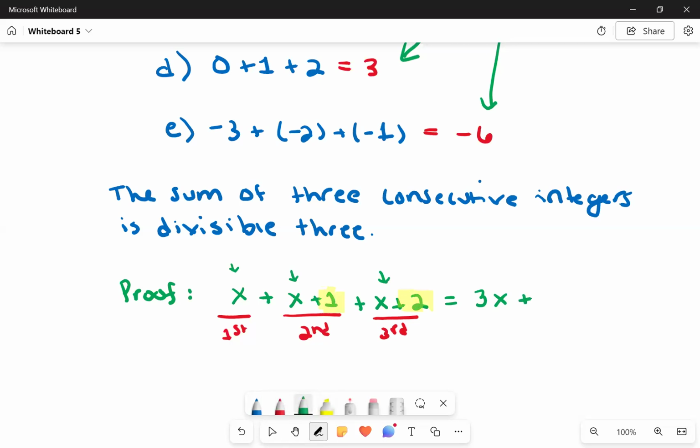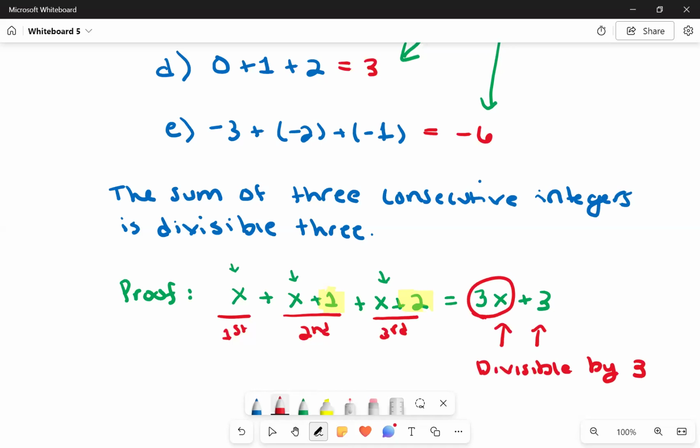Okay, and look at this. This right here is divisible by 3. How do I know? Well, there's a 3 out there. And so is this. This is divisible by 3 too. So both of these are divisible by 3. So if I'm doing this in general, this works every single time. If we're talking about consecutive integers, they're always going to be divisible by 3. That's kind of cool when you think about it.